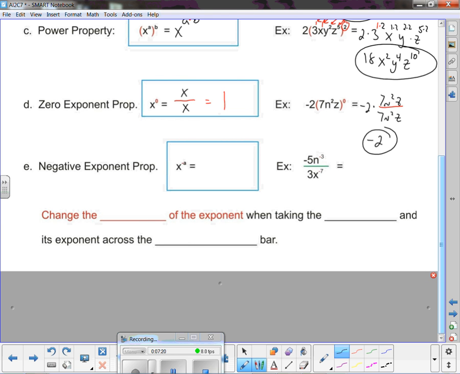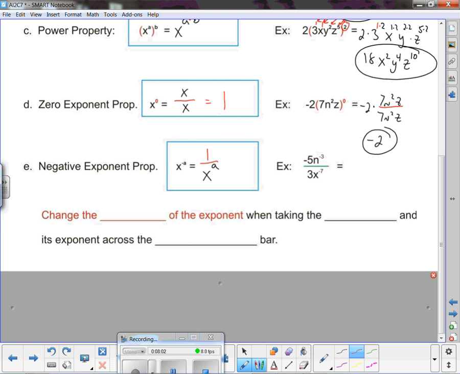All right, so negative exponent property. You have an x to the negative a. And you have to remember what this negative means. Negative exponents says if you want to change from a negative to a positive, you have to do it in the denominator. So this is a 1 over x to the a. Notice how the sign of the exponent changed. It was a negative, and now it's a positive.